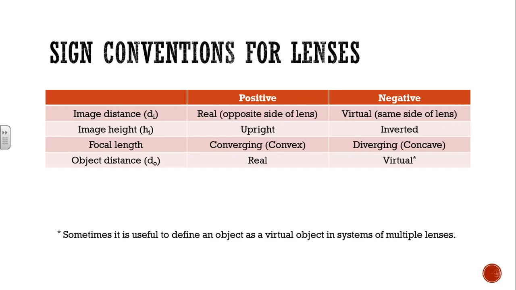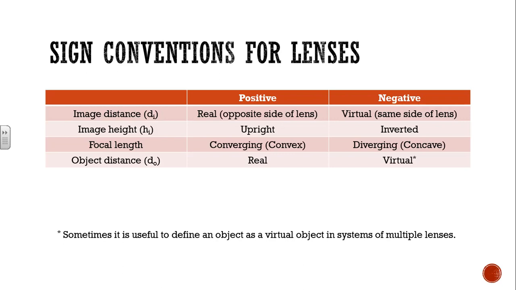Some of these things are the same as they are for mirrors, but they have a slightly different interpretation for lenses. So if we look at image distance, real images have positive image distances, virtual images have negative image distances. This is exactly the same as it is for a mirror. The only difference is a real image for a lens is on the opposite side of the lens, a virtual image is on the same side of the lens. This is the exact opposite of a mirror, where a real image for a mirror is on the same side of the mirror as the object is, and a virtual image is behind the mirror.